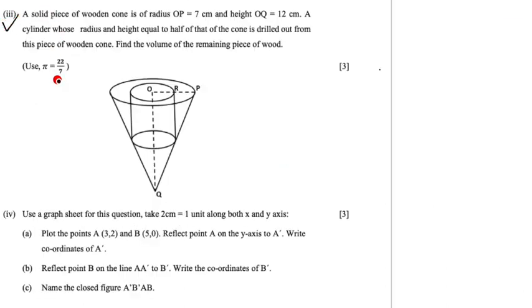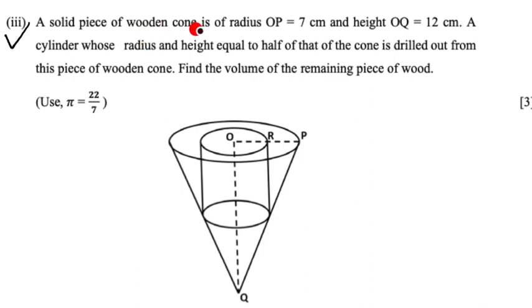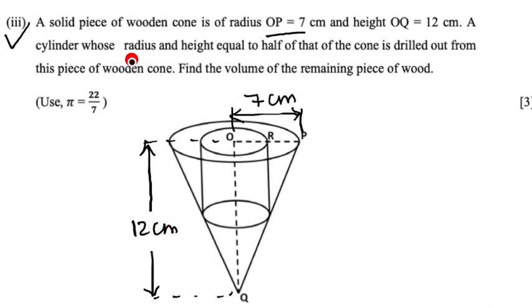We come to question 4, the third part. A solid piece of wooden cone of radius OP 7 centimeter, from here to here, and the height OQ, from here up to here, is 12 centimeter. A cylinder whose radius and height are equal to half of that of the cone is drilled out from the piece of the wooden cone. So this is a cylinder and its radius and height are half. So how much will this OR be? This is going to be 7 upon 2 centimeters.